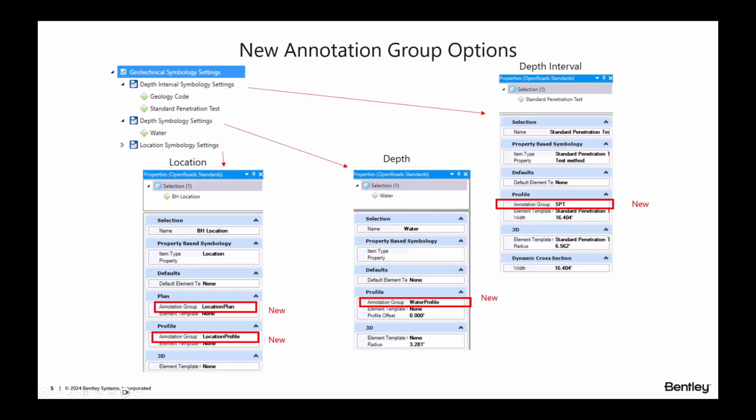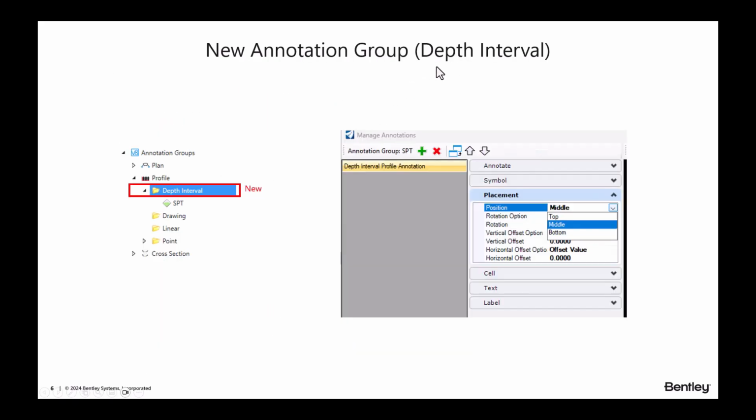If we look, there's one more new item there, and that is the annotation group for depth interval. And what that sets up is the text that's going to be used along the edge of the borehole there. And it's going to be, for every interval that it's showing a depth there, you get to define the top, middle, or bottom of that. So that's in the placement section of the annotation group.